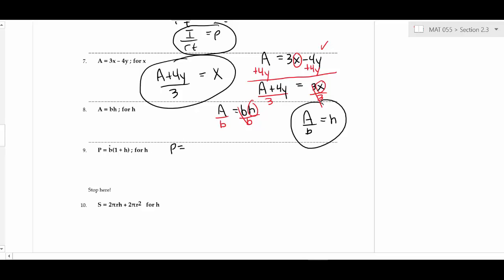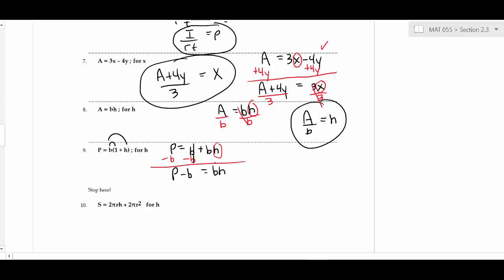Most of you did a distributive property, so b times 1 is b. b times h is bh, so you'd have that. Now if you're going to solve for h, you've got to get rid of these two numbers. This number's added, so how do you get rid of this b? You subtract. It's the only way to get rid of it. So this is going to be p minus b equals bh.